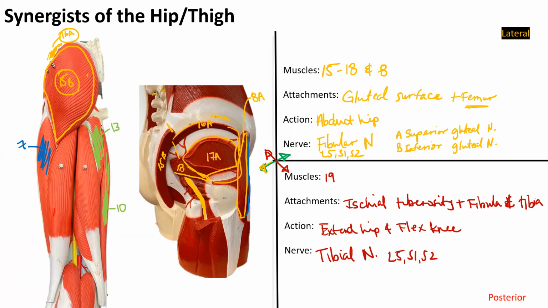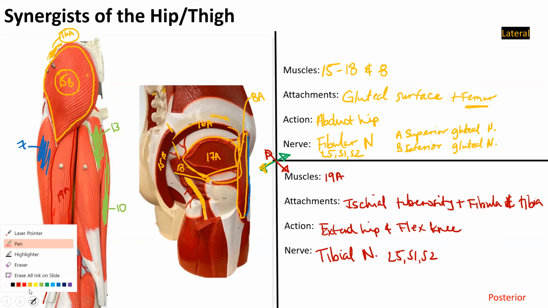On the lateral side, we're going to have this muscle that comes all the way down like that. Sorry about my red color. This is going to be number 19. This is biceps femoris, okay? And I'm going to do an A and a B here because they have different innervations. So 19A is going to be tibial.